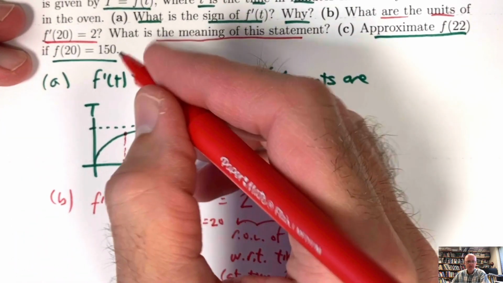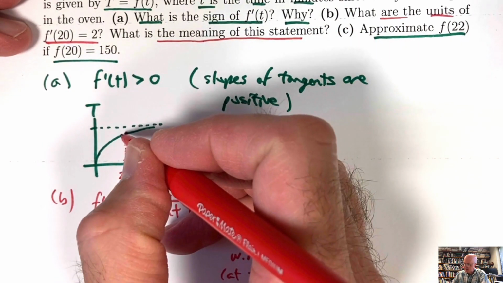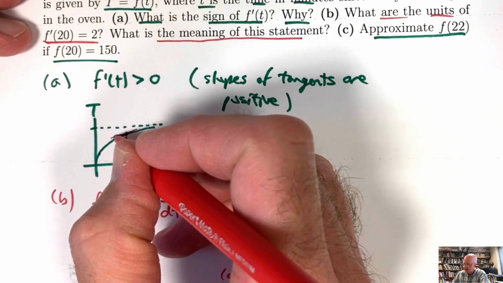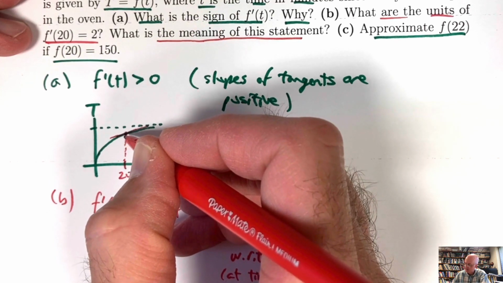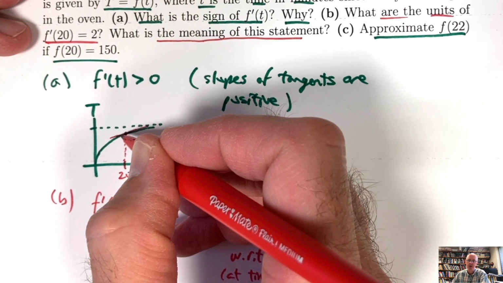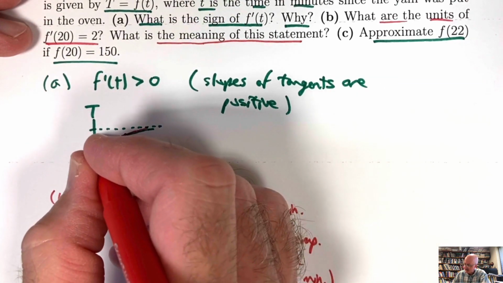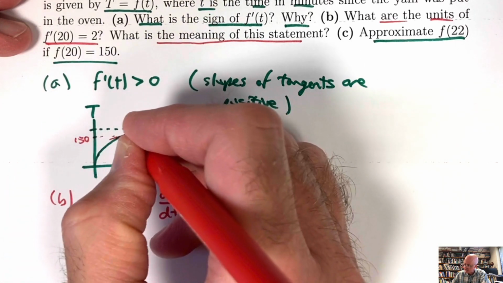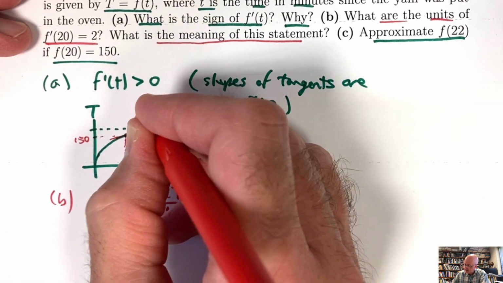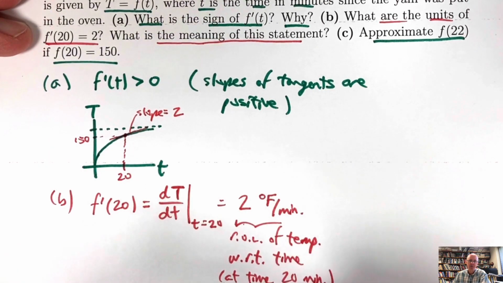The value of the derivative, f prime of 20 equaling 2, tells you the slope of the tangent line to the graph at that point, which is the best linear approximation to the graph at that point. If you zoom in closer and closer to that point, it will look more and more like its tangent line. The value of the function there is 150, and the slope equals 2. We're going to use that line to approximate the function.